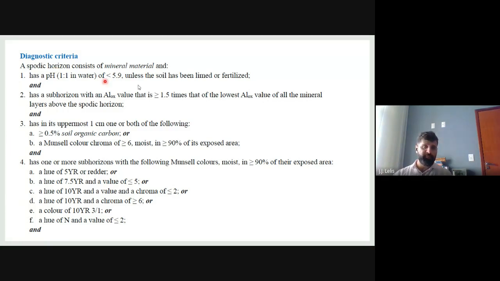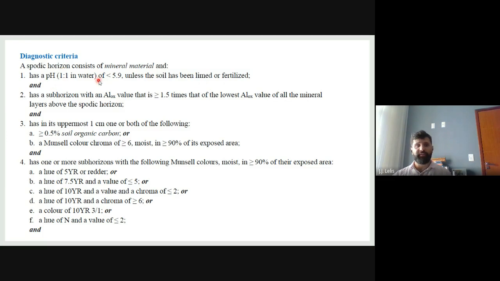And of course the acidic pH will be achieved by the high rainfall regime or because of the production of acid due to the weathering, the destruction of these lignin-rich organic materials, okay? Of course, this pH will be achieved if the soil is not fertilized or limed, okay? But in general, we find spodic horizons with low pH, moderate to extreme acid.